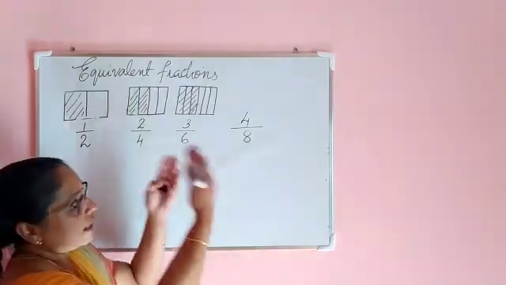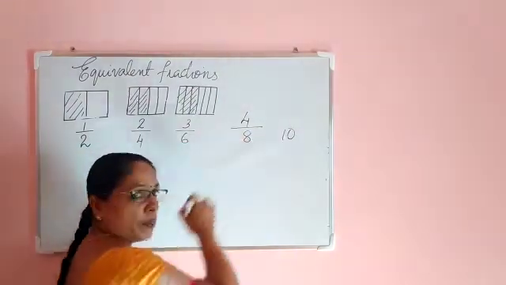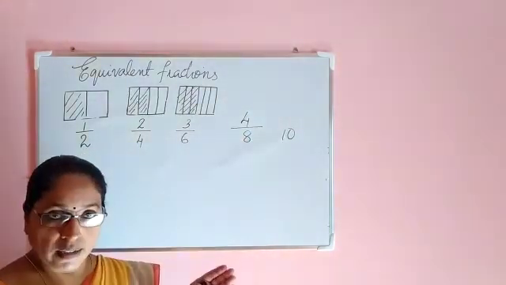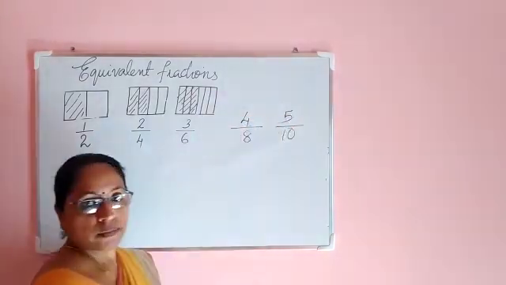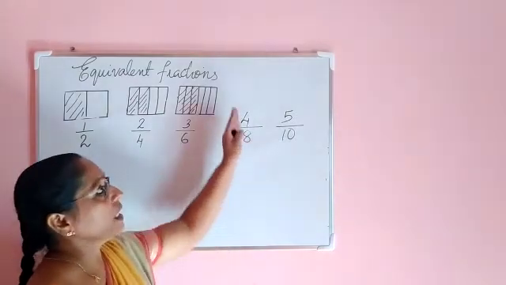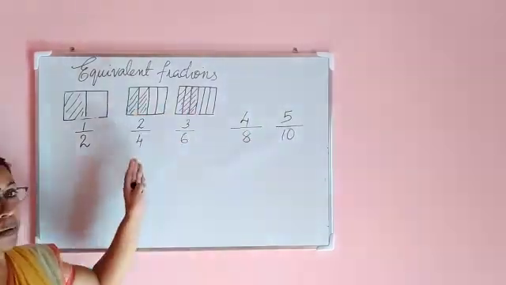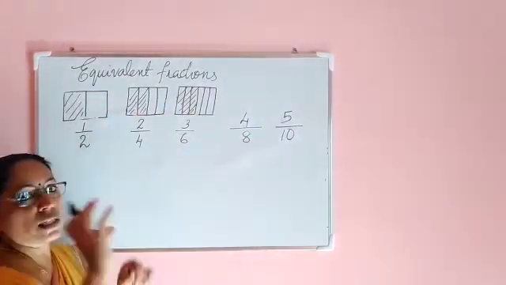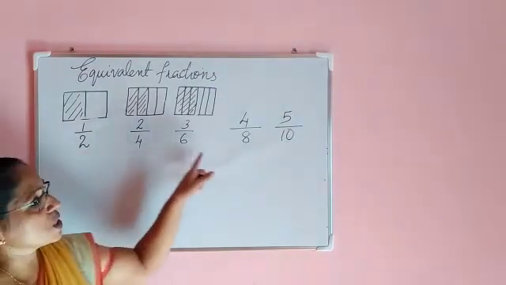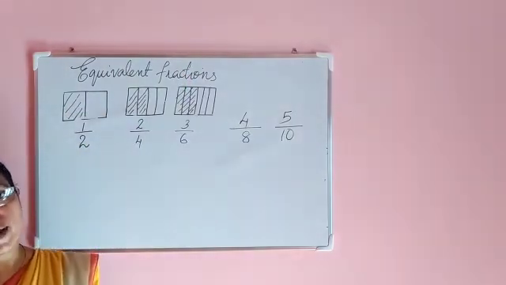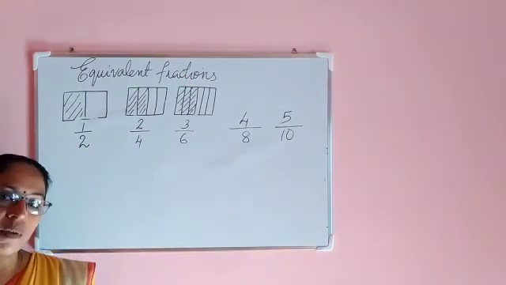Equivalent fractions. Next, when we divide it by 10 parts, what is the half of 10? Yes, 5. So we will get 5 by 10. Okay, so 5 by 10, 4 by 8, 3 by 6, 2 by 4. All these fractions represent the half of the whole thing. So these fractions are known as equivalent fractions. So how do you obtain equivalent fractions?